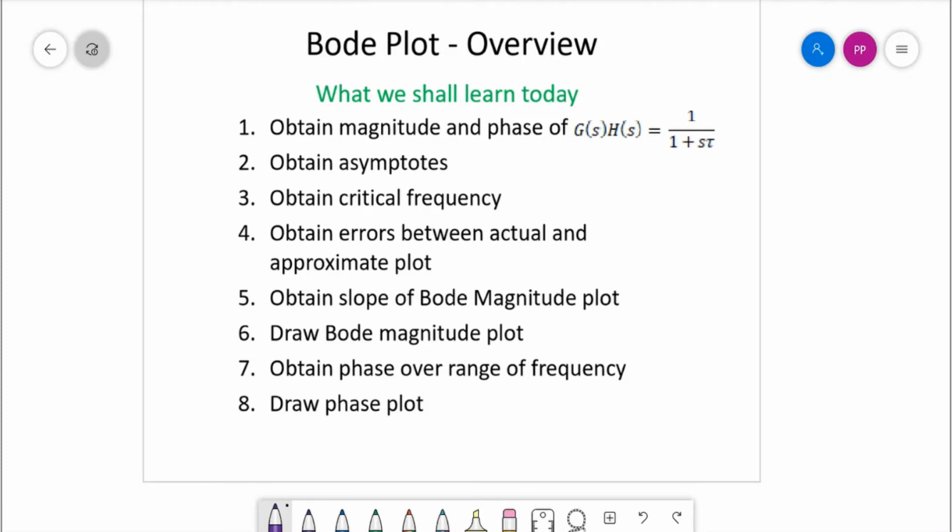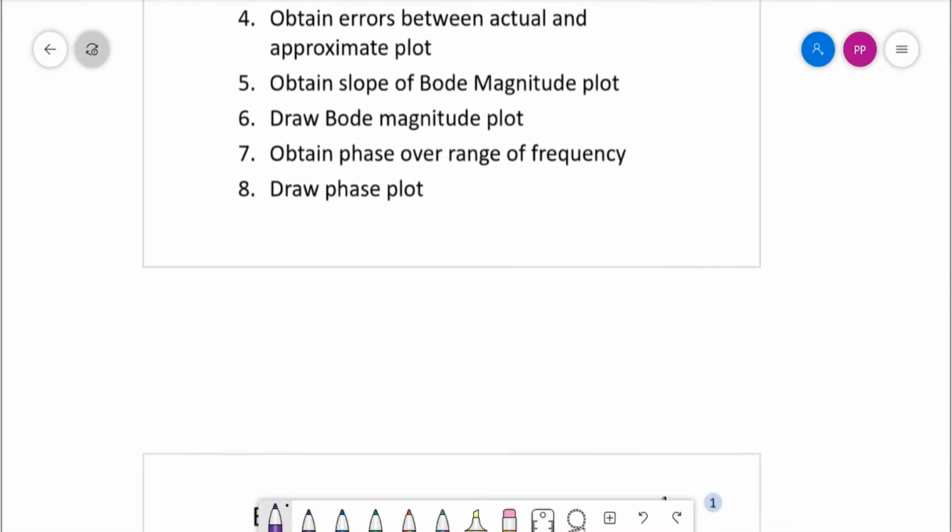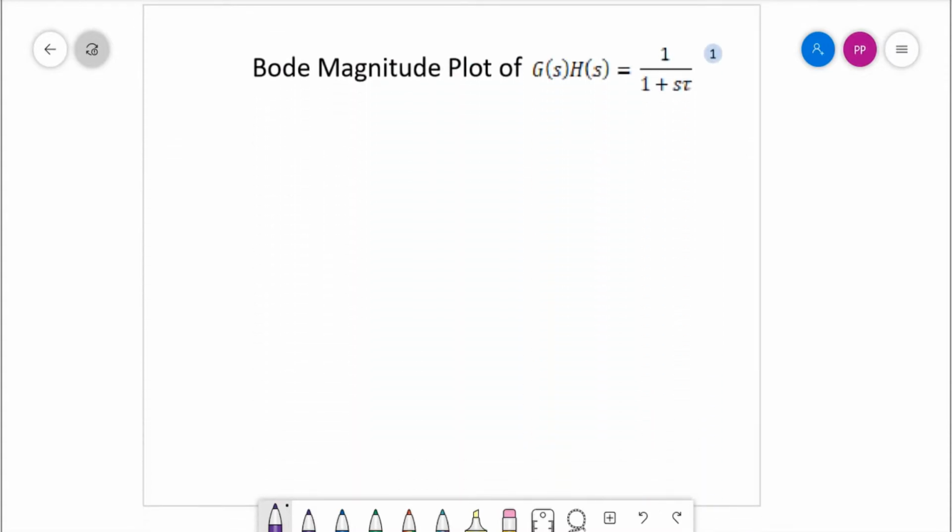Also, we have to obtain the error between the actual and the approximate plot. Thus, we shall draw the Bode magnitude plot. Similarly, we shall obtain the important points at critical frequencies and other frequencies so that the Bode phase plot can be drawn. So by the end of this lecture, we should be able to draw a Bode magnitude and phase plot for the transfer function 1 by 1 plus tau s plus 1. So let us go. We start with the magnitude plot of 1 by 1 plus tau s plus 1.